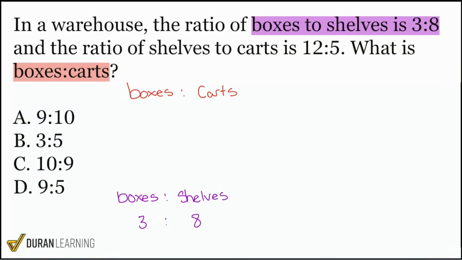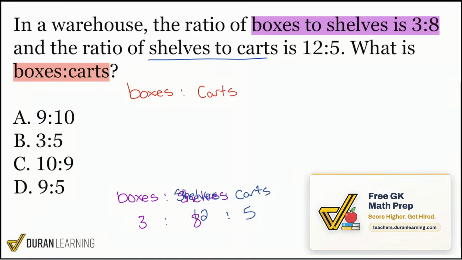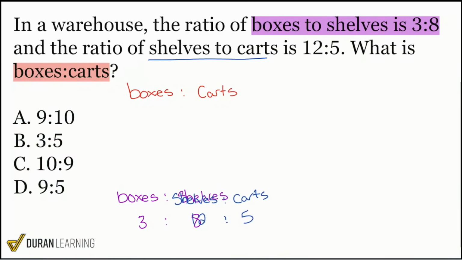And then over here in blue, I'm going to see that the ratio of shelves to carts, like this, is 12 to 5. So if we want to know the ratio of boxes to carts, everybody, if we wanted to know that ratio and all we were going to do about it is just overlap these, you might be convinced that the answer is 3 to 5, but that's not the case.